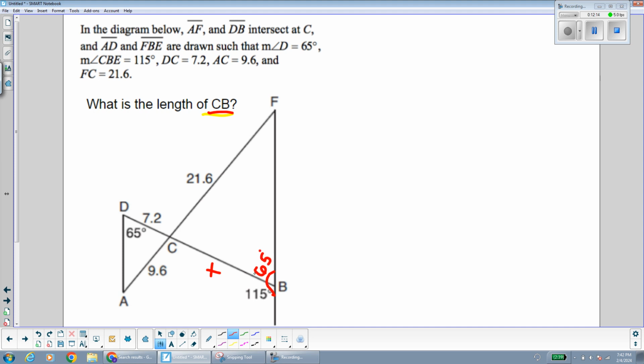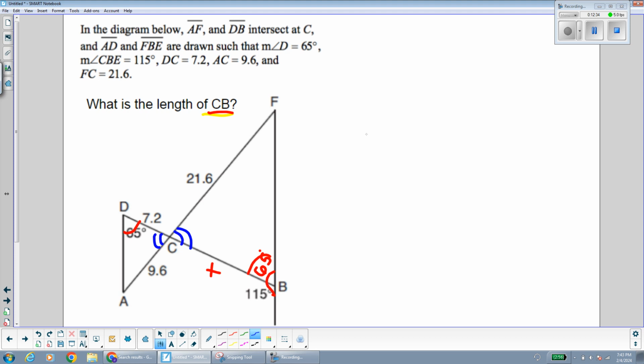So I see that this angle over here is congruent to this angle in the other triangle. And I also notice that we have congruent vertical angles. So we do have pairs of congruent angles. So the triangles are in fact similar by AA. Now that we know the triangles are similar, we can set up a proportion to find the missing side.